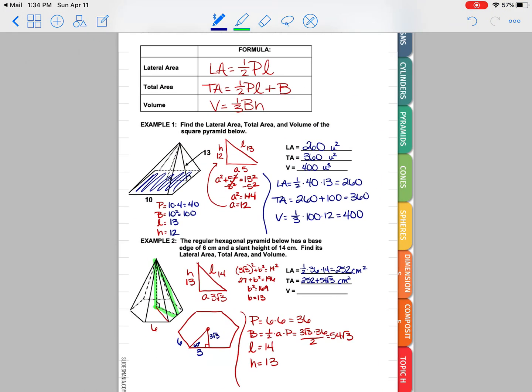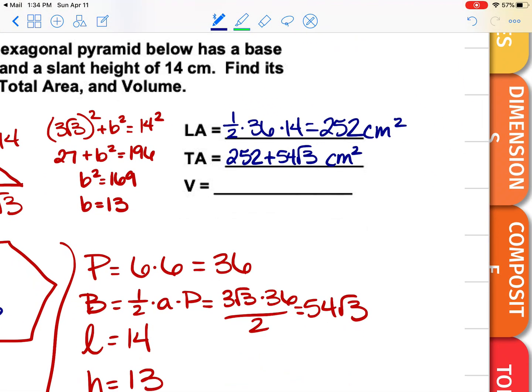Volume, 1/3, area of the base times height, so 1/3, which is the same thing as dividing by 3, times our area of the base times our height. So in your calculator, you would say 54 times 13 divided by 3 and stick that square root of 3 at the end. So you would get 234 square root of 3 centimeters cubed.